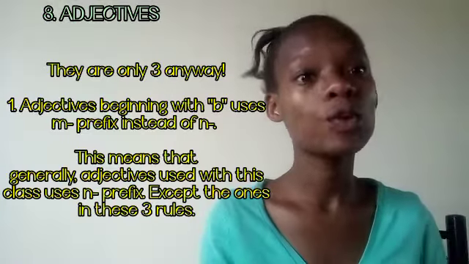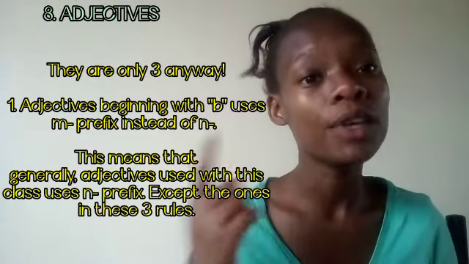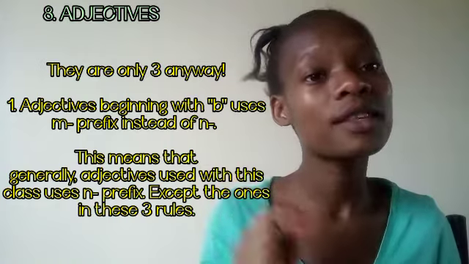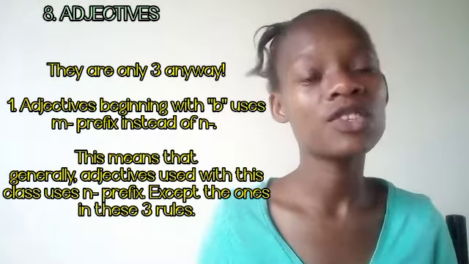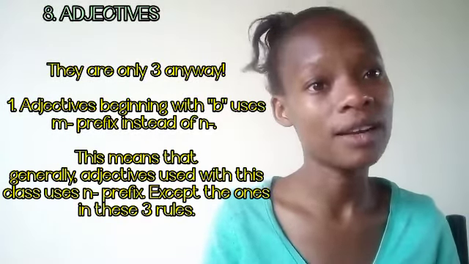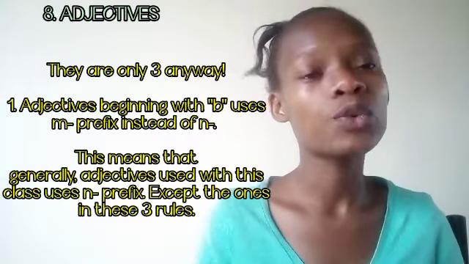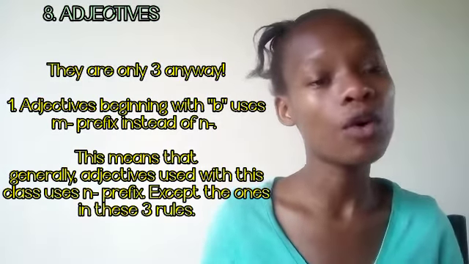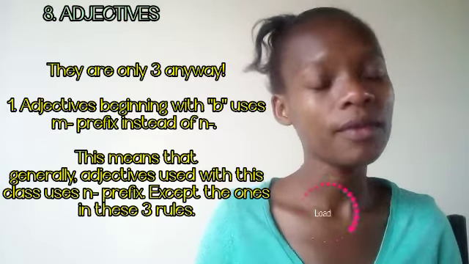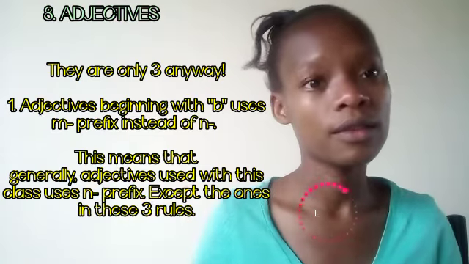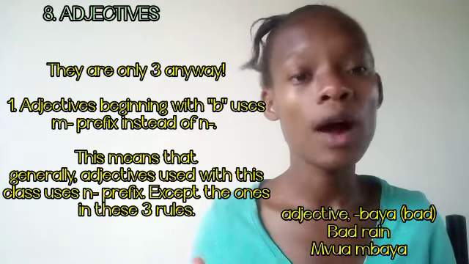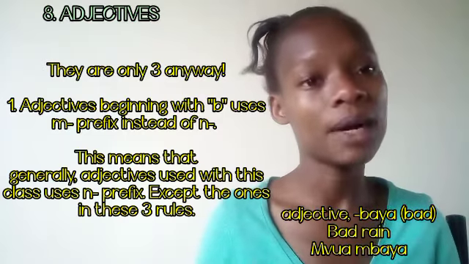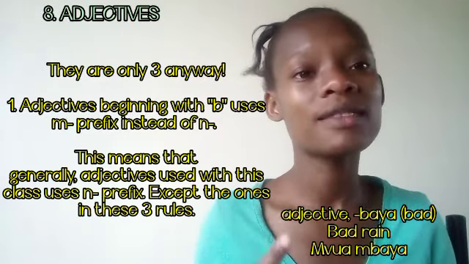Let's see those rules of the adjectives. The first one is adjectives beginning with a B use the M prefix instead of the N prefix. For example, let's use the adjective baya, which means bad. It begins with a B, so it will use an M prefix instead of an N prefix. Using the noun mvua, saying bad rain, we'll say mvua mbaya. You know why I have said instead of an N?